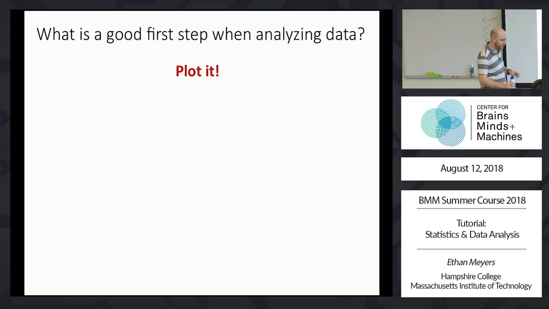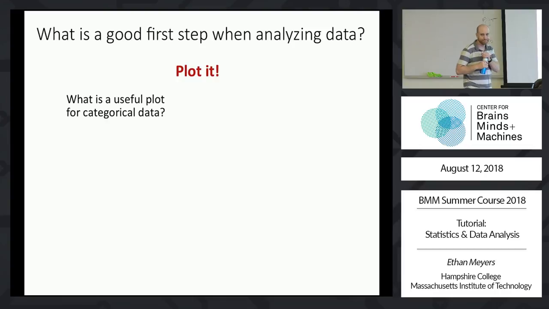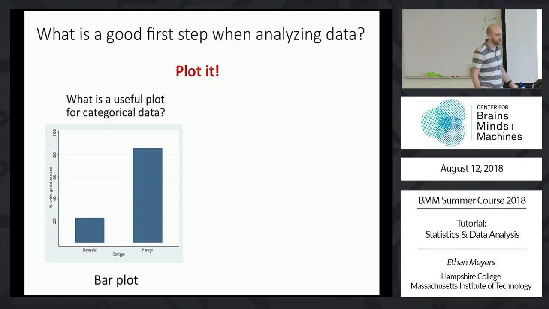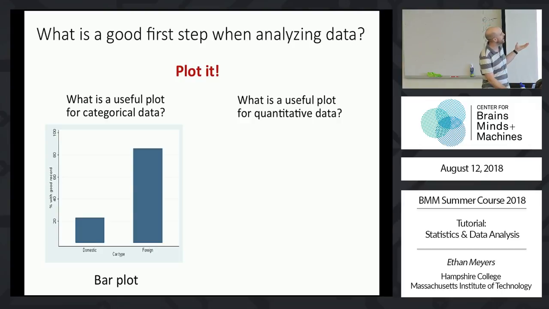All right, so what's a good way to plot if we have categorical data? Bar plots, right? So with bar plots, all you do is count how many items are in each category, and you just plot the total, right? Or you can normalize and plot the proportion. So if you have categorical data, you go with the bar plot. If you have quantitative data, what are some ways to plot that? Scatter plot, if you have two variables and you want to look at the relationship, or a time series, maybe.